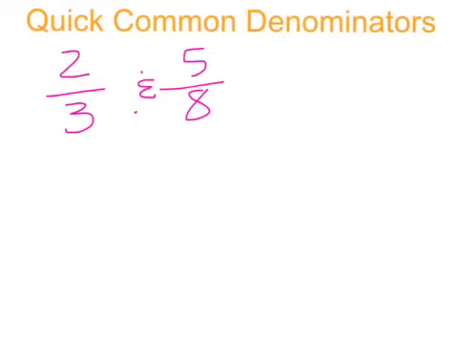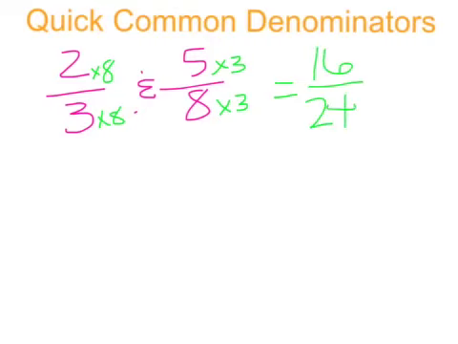Let's consider these two fractions, 2/3 and 5/8. Using the idea of quick common denominators that we talked about on the vocabulary page, this is all we have to do. First, I have to multiply 3 times 8, which means I also have to multiply 2 times 8. And then I'm going to multiply 8 times 3 and 5 times 3. And that's going to give me two new fractions. So 2 times 8 is 16, and then 24 will be our denominator. 5 times 3 is 15, and 24 will also be our other denominator. So you can see in this way that we've created a common denominator pretty quickly.